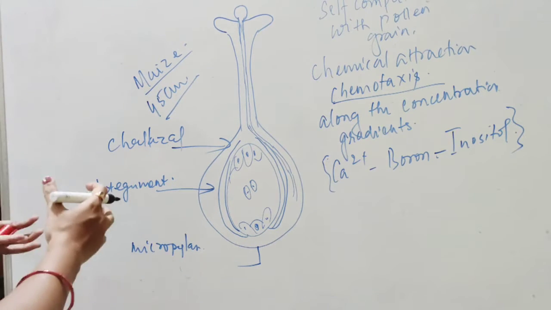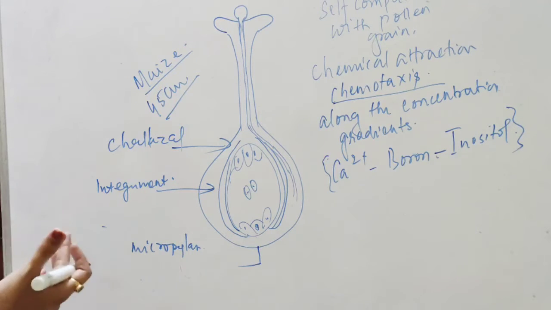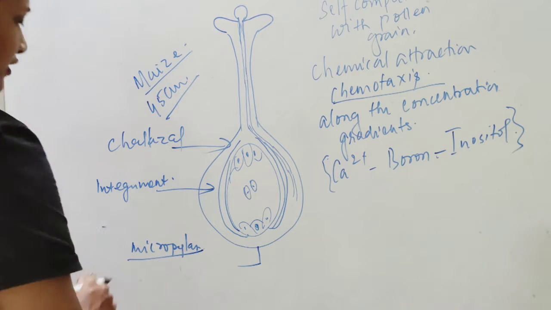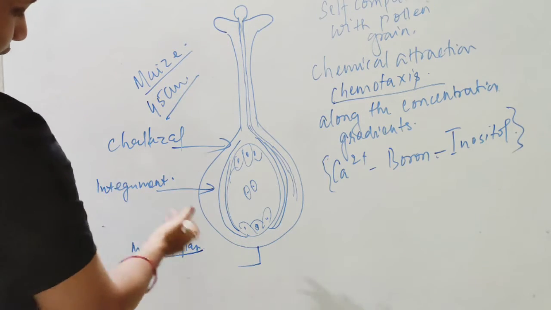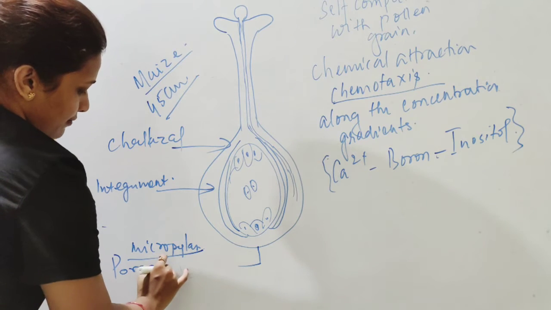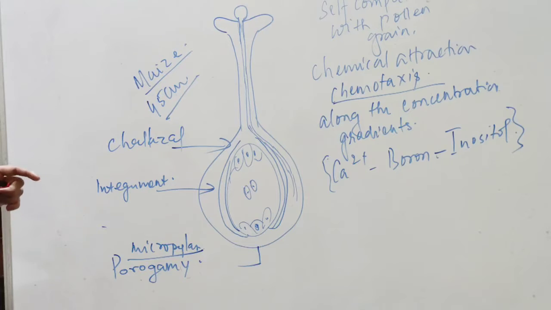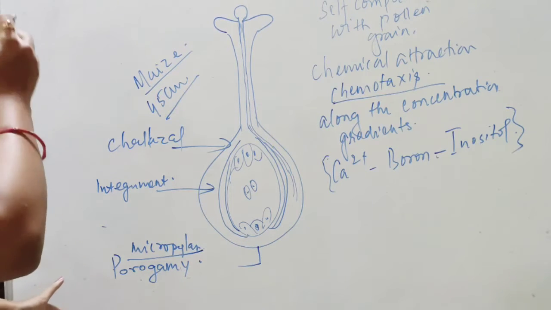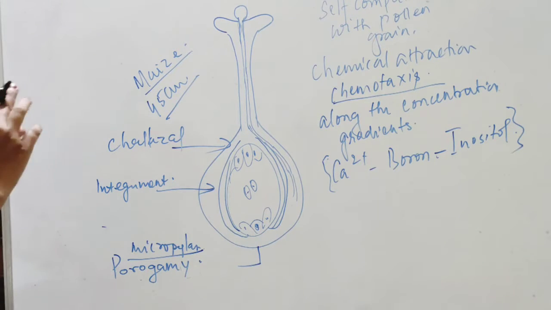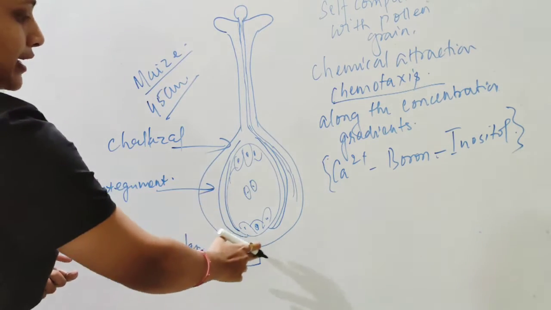But generally we see that in the case of any normal flower or any normal process, it is actually the micropylar end through which the pollen tube is going to enter, and this type of process is termed porogamy. Porogamy is the most common process seen in all the plants, that is, entry of the pollen tube through the micropylar end.